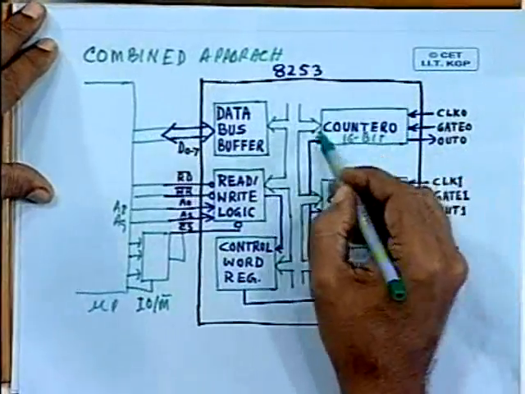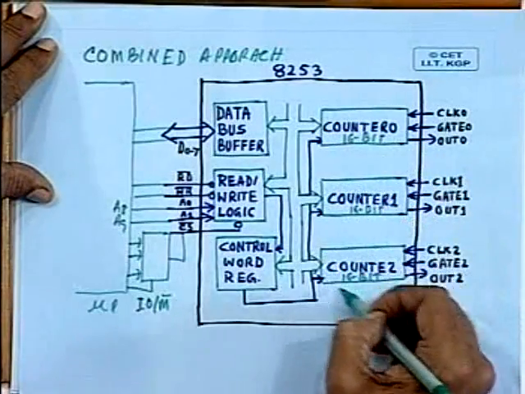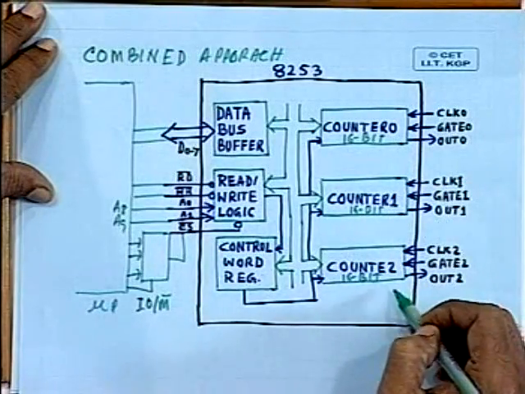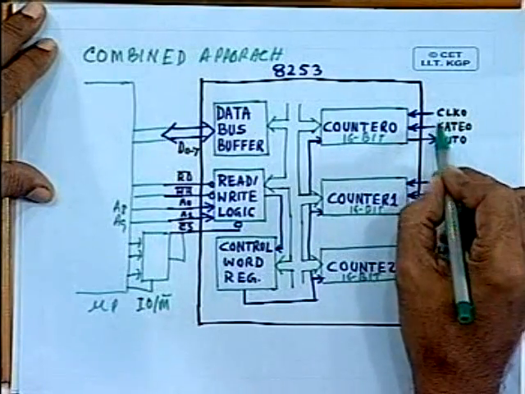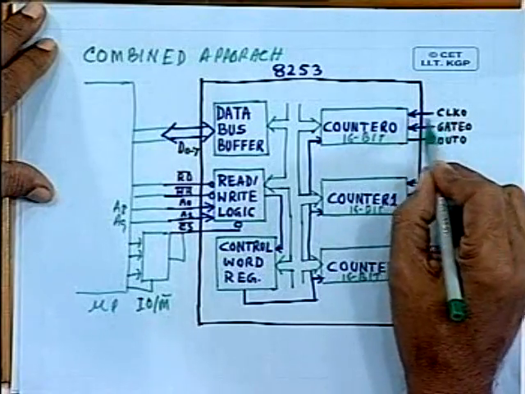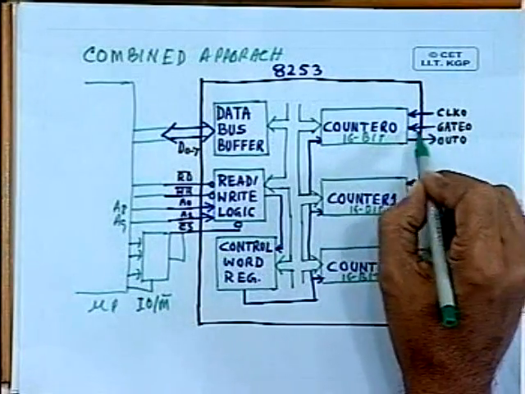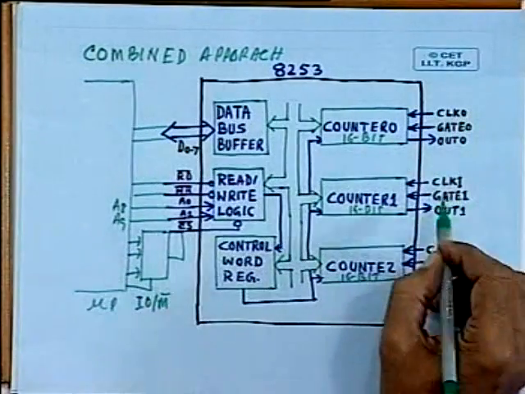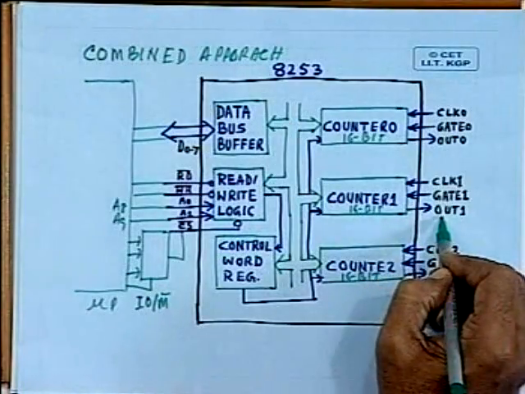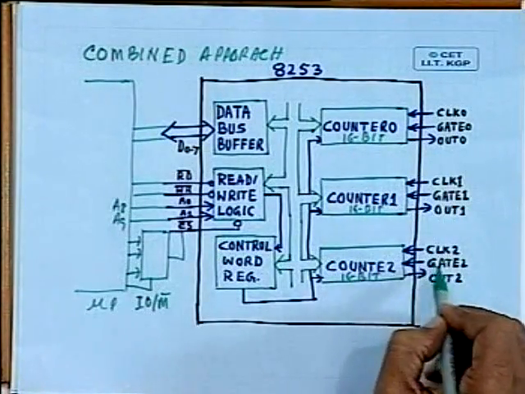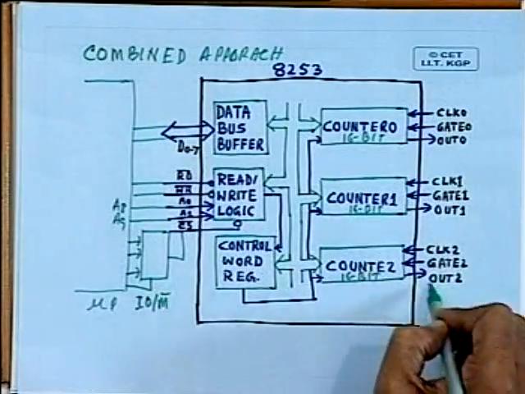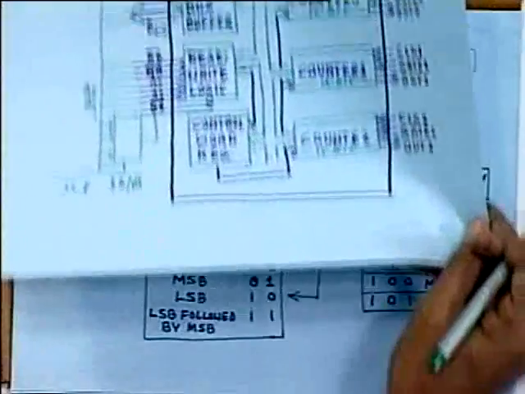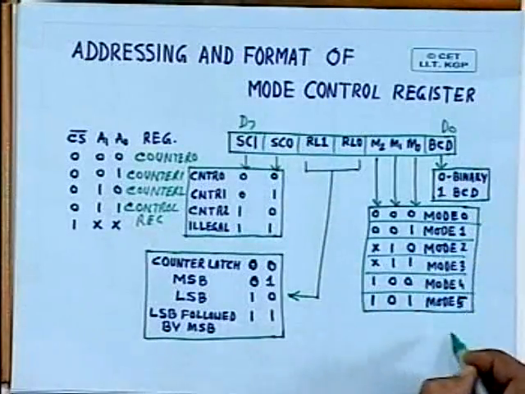So you see, you have got 3 different counters. Each of them can be operated in 3 different ways, and each section is provided with 3 lines. One is the clock input line, another is the gate input line, another is the output line. So this is clock 0, gate 0, out 0, clock 1, gate 1 and out 1. So all the 3 are independent, clock 2, gate 2 and out 2. So using these lines and the counter register, different operations can be performed and in different modes that we shall see in detail.